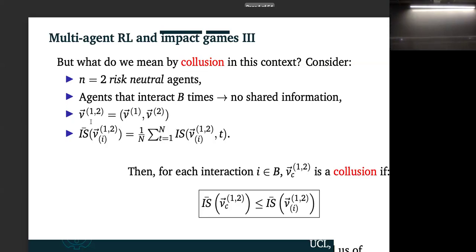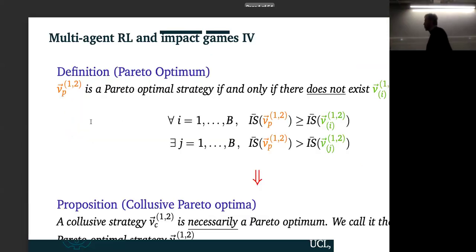So essentially the idea is to define a collusion as a strategy such that the total implementation shortfall is going to be smaller or equal to the implementation shortfall in any iteration that this agent has, which at the end is quite similar to what is called a Pareto optimum. So it's a technical definition of a Pareto optimum that tells you essentially that there is a strategy that outperforms the other. And in fact, it is possible to find that for this game, collusive strategy and Pareto optimal strategy are essentially the same.